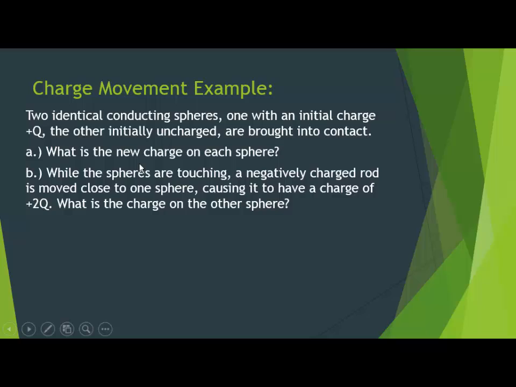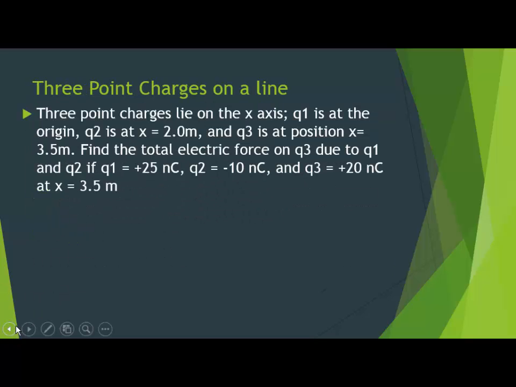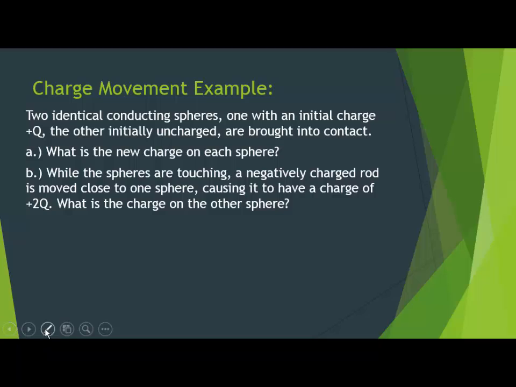Okay, so here's another example about charge movement. In this one, they're saying we have two identical conducting spheres, one with an initial charge of plus Q. So here's one, and then here's the other one, and this is plus Q. And then this one has a charge of 0. They're going to touch one another.